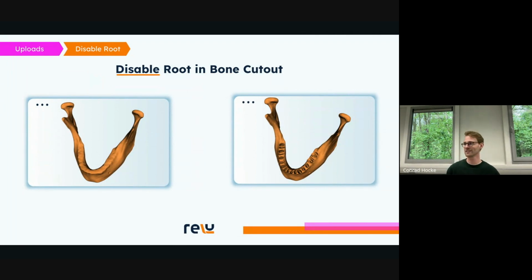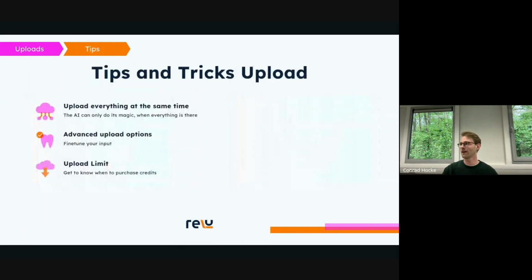And the orthodontists that join us today will probably like this feature. When you disable the root in the bone cutout, you're able to remove our very precisely modeled alveolus for a much smoother surface, perfectly suited to plan tooth movement. And this would be it for the advanced upload options for now.